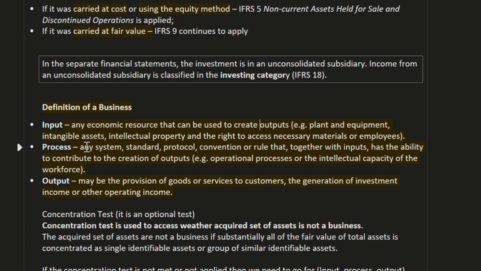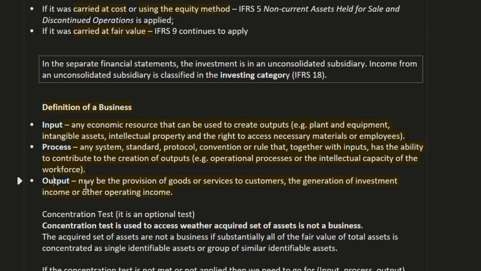Now the process is any system, standard, protocol, convention or rule that, together with input, has the ability to create output. So it works together with input and has the ability to create outputs; that is called process. Examples are an operational process or the intellectual capacity of the workforce.